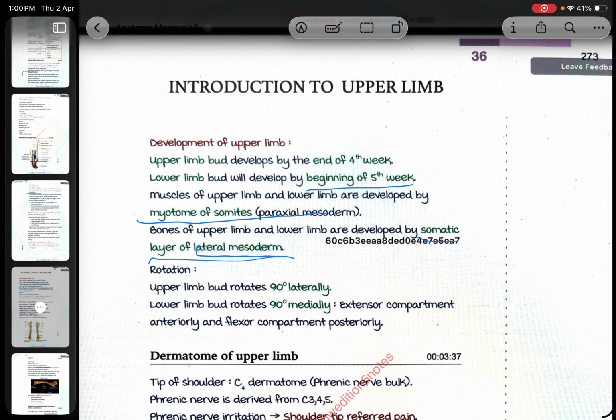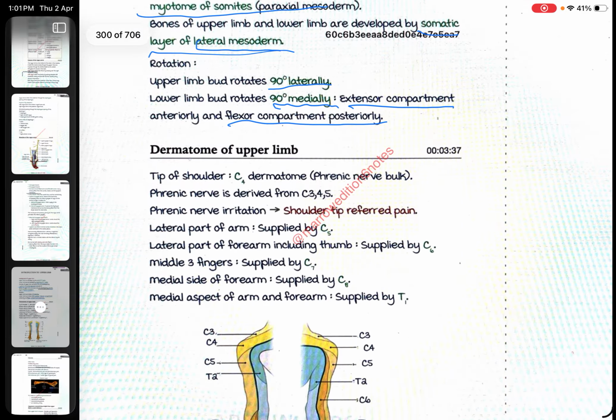Rotation: the upper limb bud rotates 90 degrees laterally, and the lower limb bud rotates 90 degrees medially, with the extensor compartment anteriorly and the flexor compartment posteriorly. Okay, I can understand. Extensor compartment anteriorly and flexor compartment posteriorly.